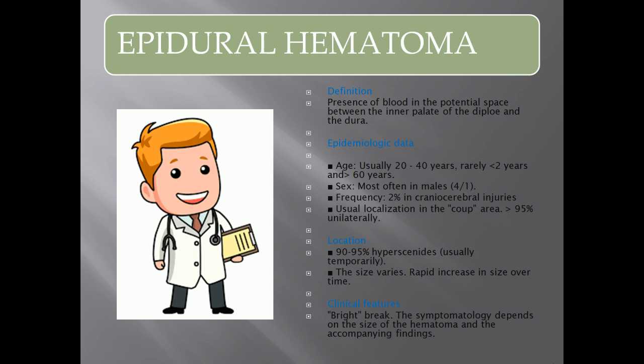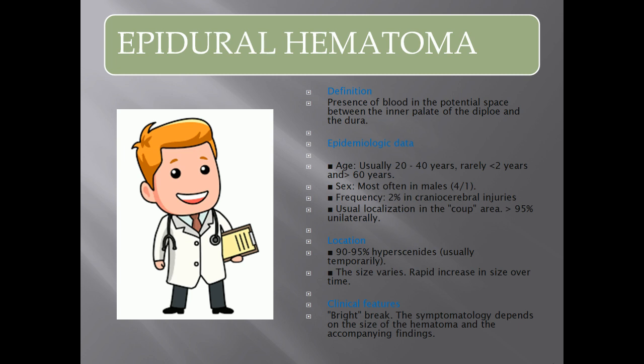Epidemiologic data. Age, usually 20 to 40 years, rarely under 2 years and over 60 years. Sex, most often in males. Frequency, 2% in craniocerebral injuries. Usual localization in the cranial area. Over 95% unilateral. Location, 90 to 95% supratentorial, usually temporal.